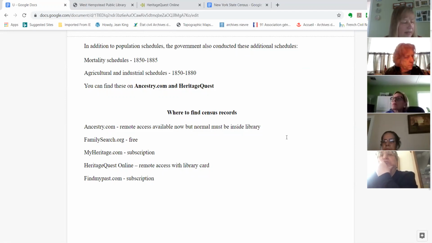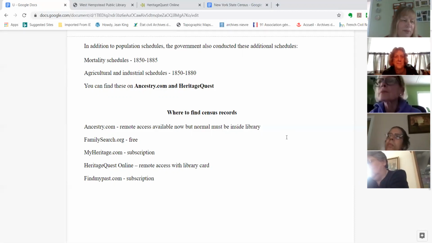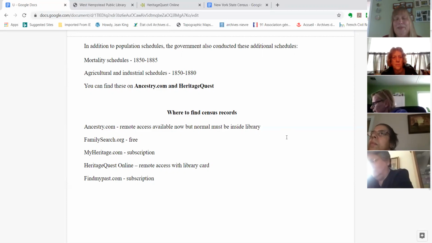And what I didn't have on the handout is in 1880, in New York State, there was also a schedule called the Defective, Dependent, and Delinquent Classes Schedule. And they only did it for 1880. And what it included was people who were considered insane, deaf mutes, blind, paupers, homeless children, and prisoners. Jeez. So you never know, you might find your relative on that schedule.